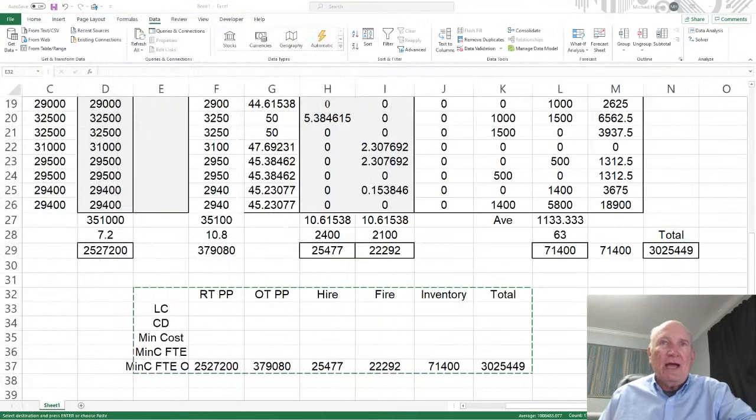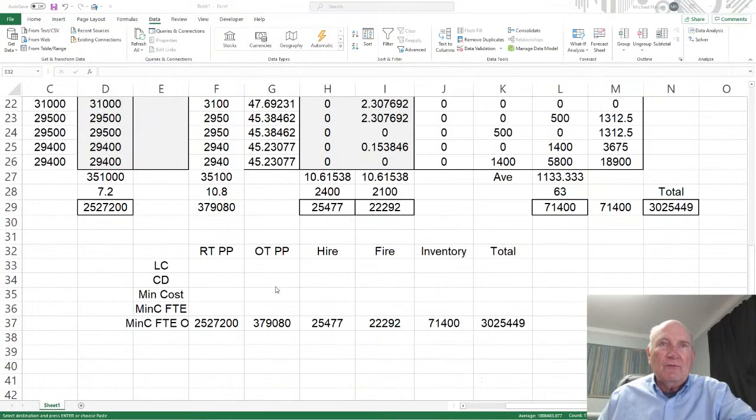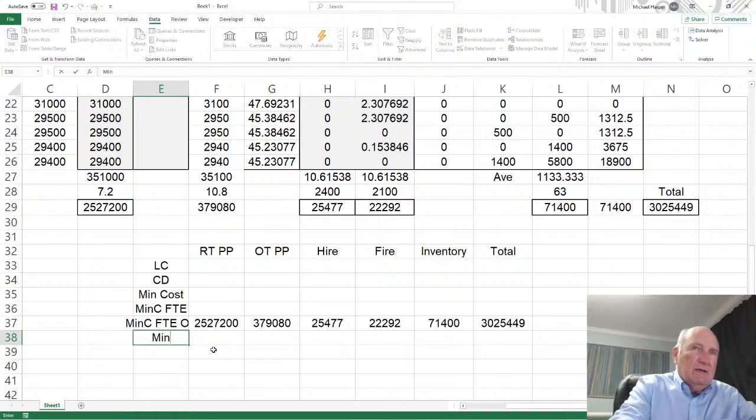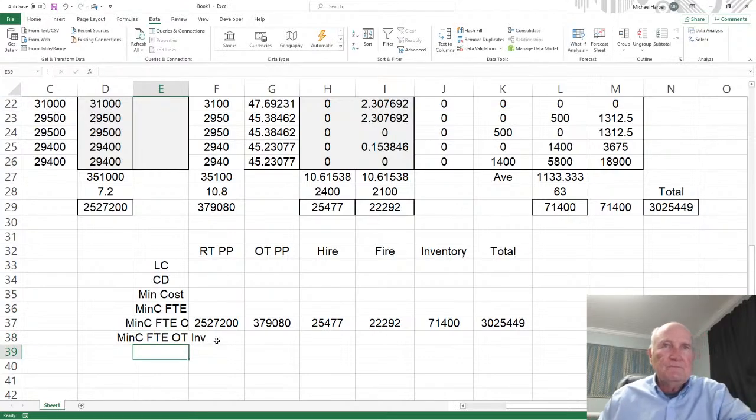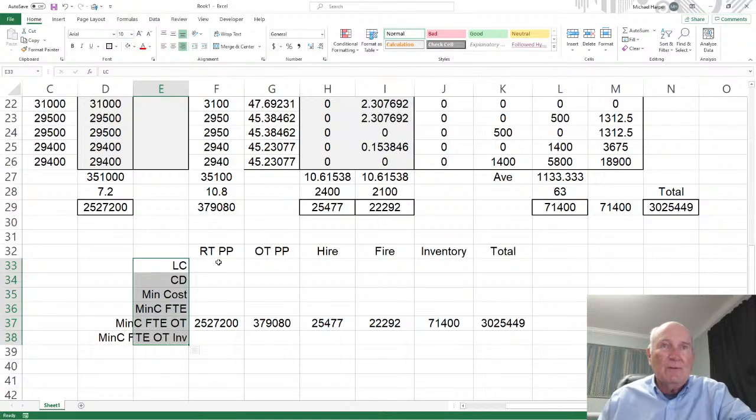Okay, but then we come to the graphs. Well, if we have some numbers in here, I failed to do all the numbers. I have this one, and then min cost, FTE, overtime, and inventory. We can take these and right justify so we can see them. There we go.